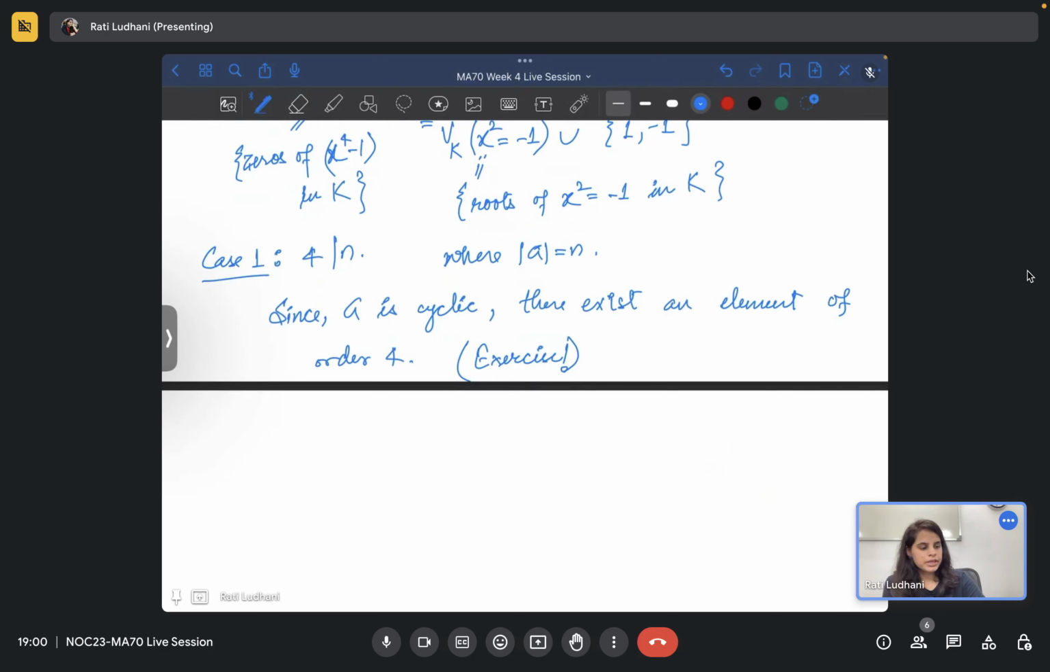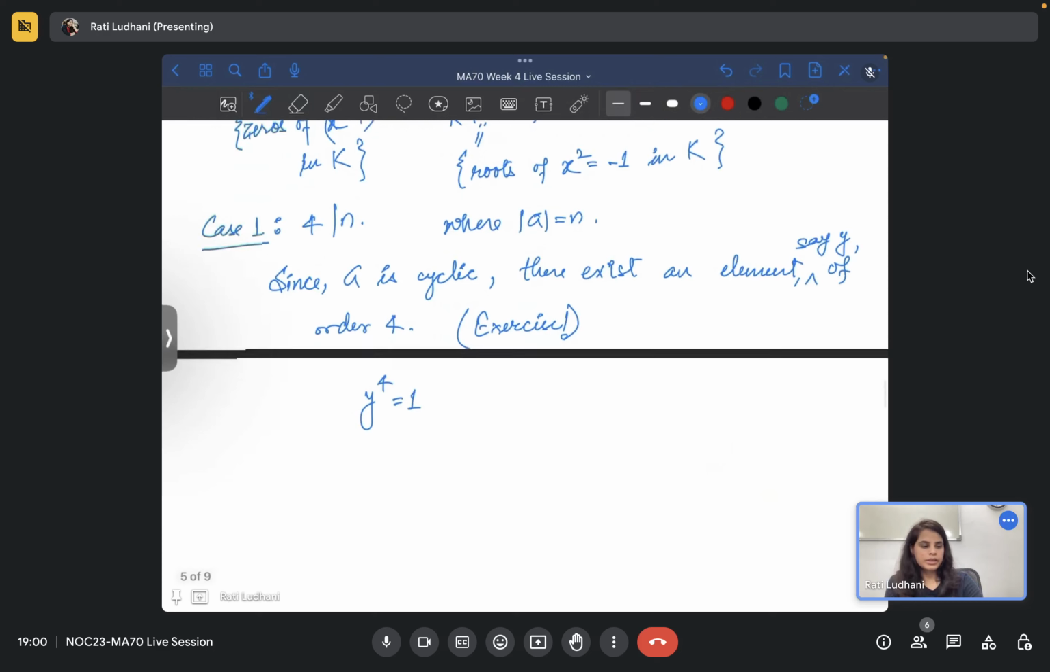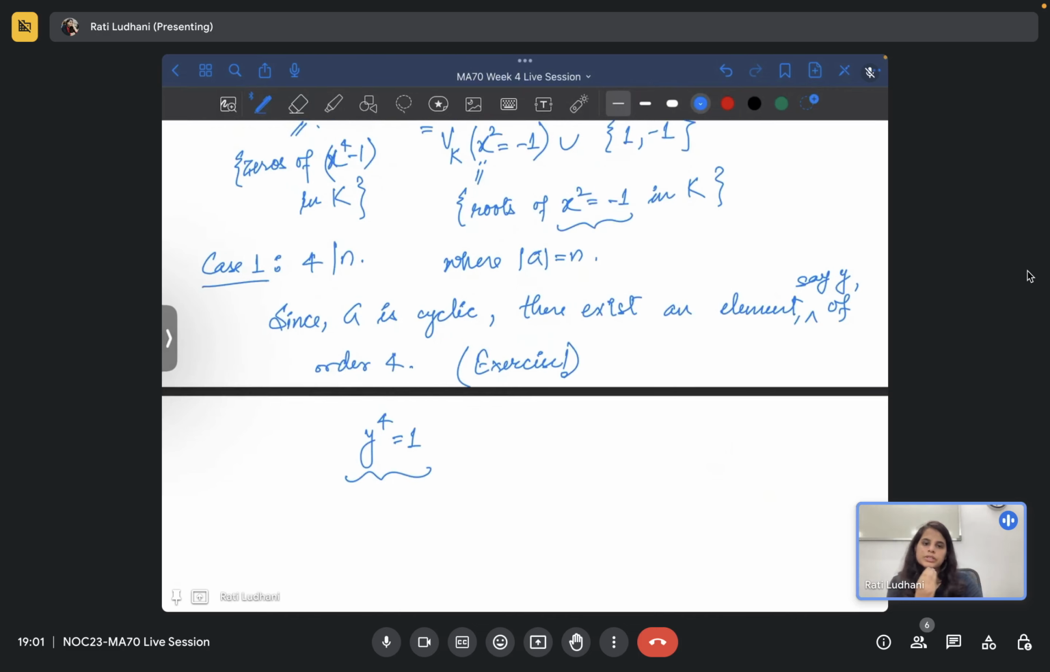So that means there exists an element, say y, so that y raised to power 4 is equal to 1. And this y cannot be 1 or minus 1, because if it is 1 or minus 1, then the square will be just 1. So that means this has order 4. So this has to be some root of x square is equal to minus 1. Is that clear?